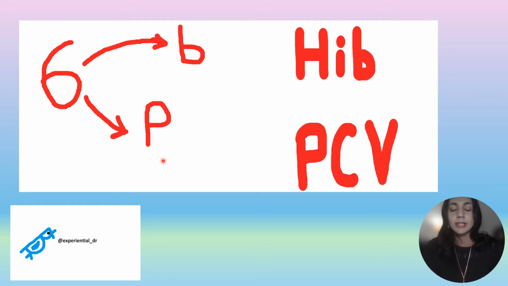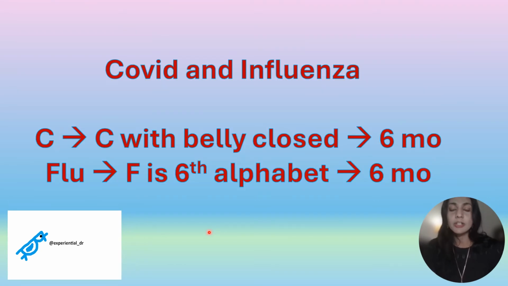At 6 months, there are more vaccines which can be given if it's the season. If it's the flu season, influenza season, then at 6 months of age, you can give kids influenza vaccine, and you can also give them the COVID vaccine.